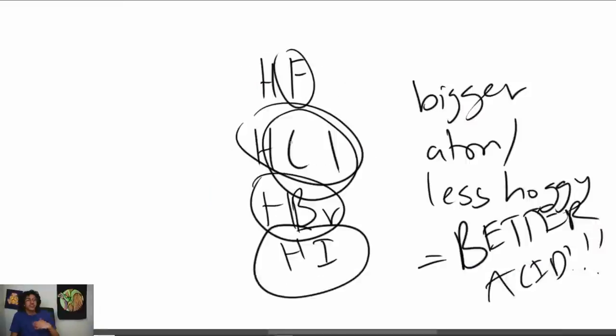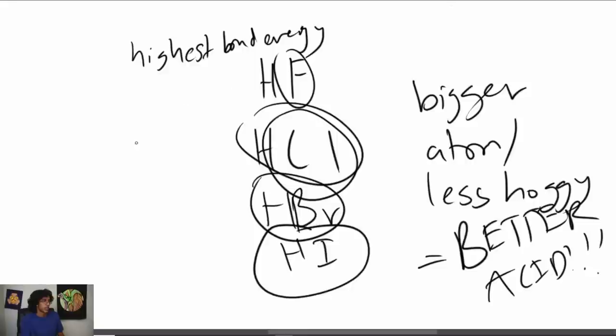Okay. And also you could think about it this way, the HF bond is really, really strong, right? It has higher bond energy, and as your bond energy decreases, you're more likely to give off the H+, right? Because it's really easy to break that bond. So this has the highest bond energy, and this the lowest. Okay, moving on, let us talk about the next thing.